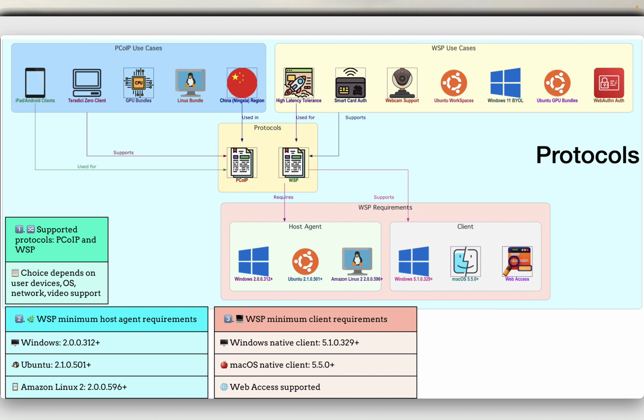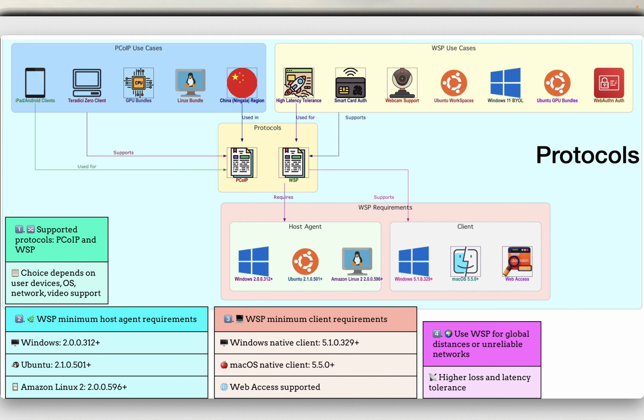WSP also has some minimum client requirements. The Windows native client version must be 5.10329 or higher, while the macOS client needs to be version 5.50 or higher, and web access is also supported for WSP. This is the client which you install on your other computer. So these are some of the requirements. You can access it through a web browser or through a macOS or native client, similar to what we have seen, like the remote desktop client and all.